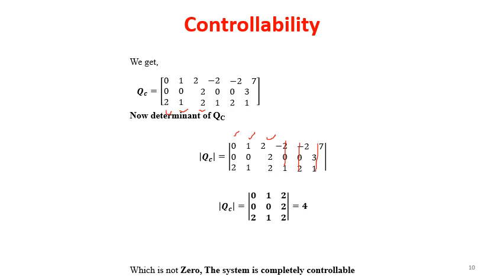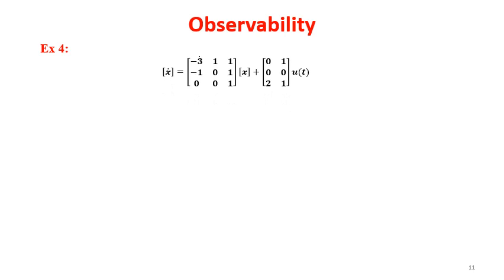So this is using our Kalman's test. Similarly, you can do the Gilbert test also to find out the controllability. Next, we are going to work on the observability part of the problem. So again we are going to take the same problem here.